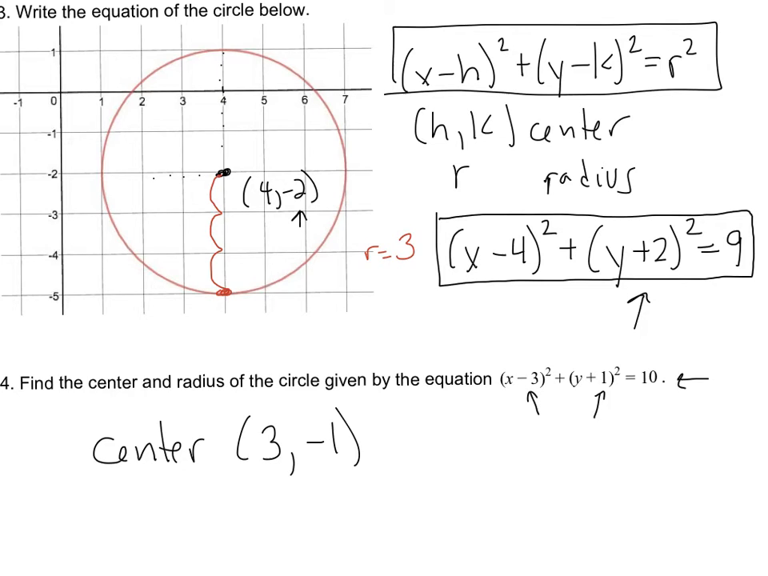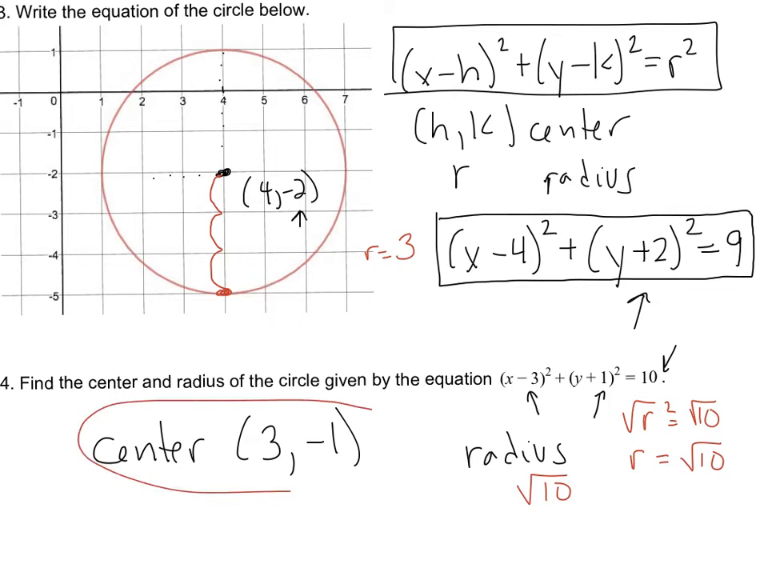Now radius, we want to know the radius. The radius is given by this number on the other side, but it is not 10. The radius is actually square root of 10, because remember this number is r squared. So if r squared is 10, when we take the square root, the radius is square root of 10. So we have this center and we have this radius.